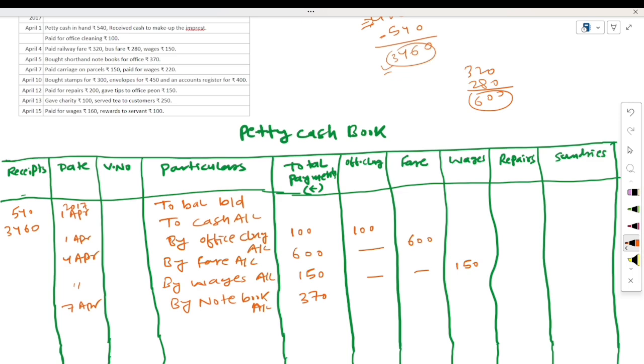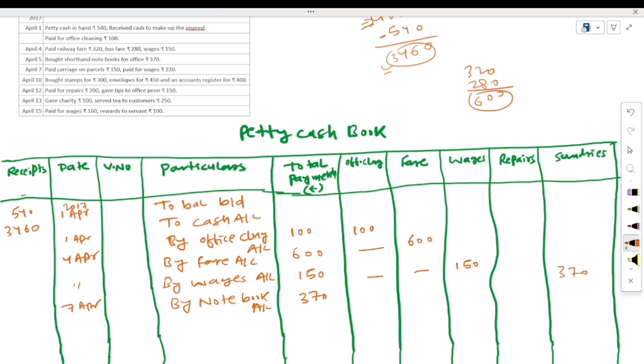If you have not, here we have made a column for sundries, because we have no more space. We cannot make all the columns separately. We have shown 3 or 4 columns for the separate payments, and at last we are showing sundries. Sundries means the payments that will not come under these amount columns. We will show them under the sundry column. So we will write 370 here in the sundry column.